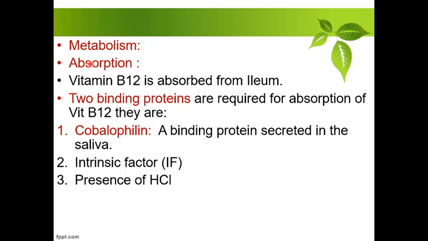Metabolism: coming to absorption. Vitamin B12 is absorbed from the ileum. Now look carefully. Two binding proteins are required for absorption of B12, cobalamin and intrinsic factor, right? What is cobalamin? A binding protein secreted in the saliva. Intrinsic factor and the presence of HCl. These three are important for the absorption of B12. What are important? Cobalamin, intrinsic factor, and the presence of HCl. These three are important.